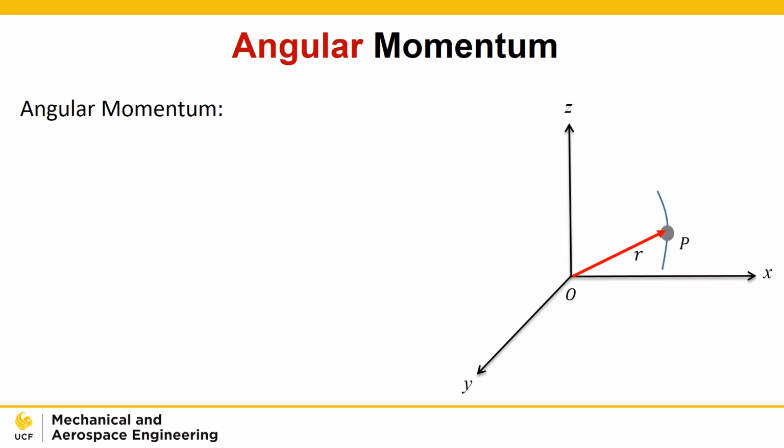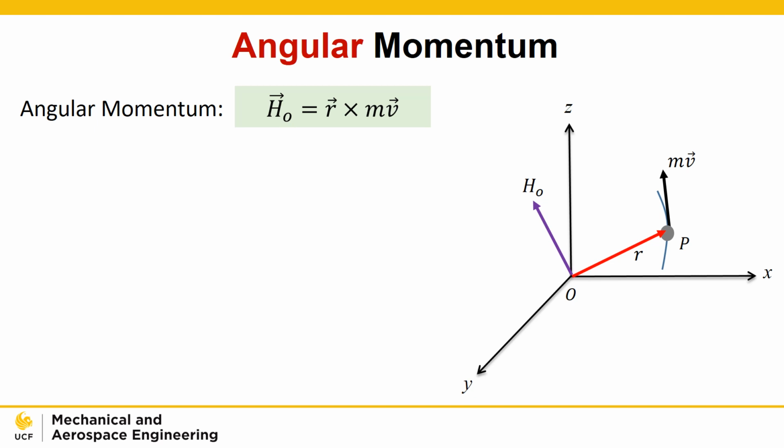If we consider a particle P of mass m moving with respect to an inertial or Newtonian reference frame xyz, then the linear momentum of the particle at any instant of time is defined by the vector mv. The moment of this vector mv about the origin O is called the angular momentum or moment of momentum of the particle and is denoted by HO. HO is given by the equation r cross mv, where r indicates the position vector of the particle and mv indicates the linear momentum of the particle.